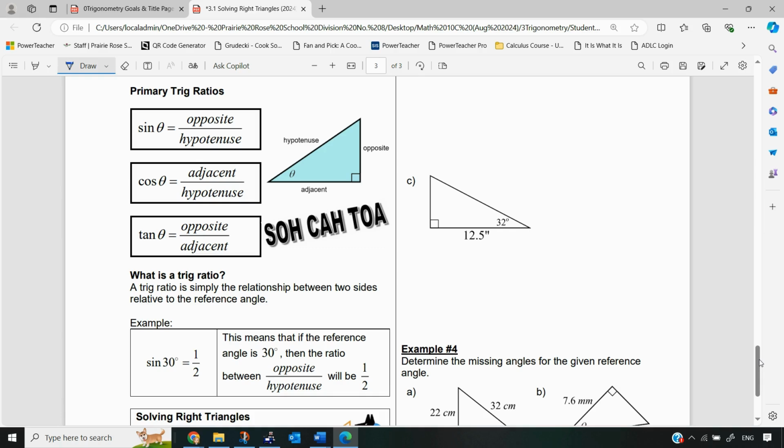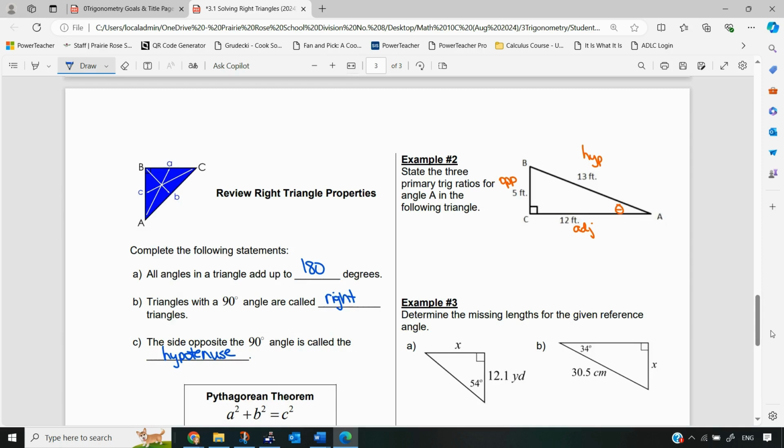Now you'll notice on the side here we have SOHCAHTOA. SOHCAHTOA is a mnemonic device that you can use to help remember your trig ratios. So, sine is opposite over hypotenuse, cosine is adjacent over hypotenuse, and tan is opposite over adjacent. So moving back to our example, I'm just going to write down that mnemonic device, SOHCAHTOA, and we're going to write out our trig ratios.